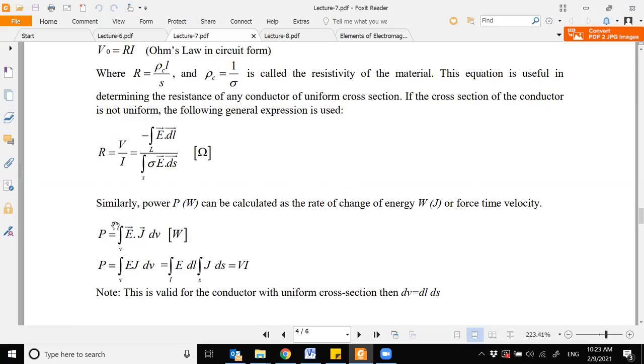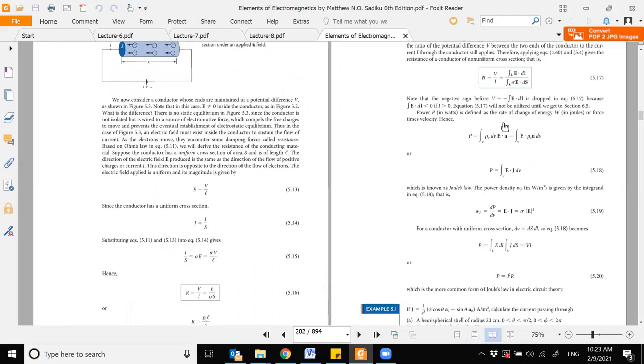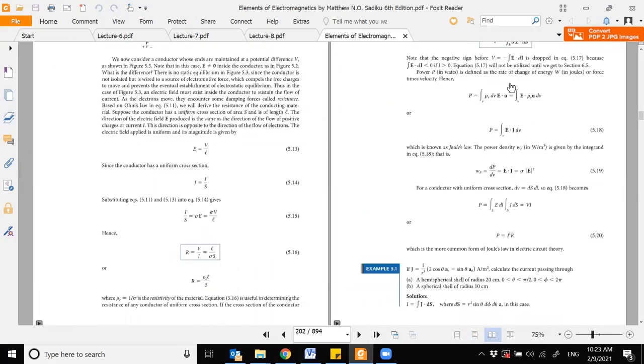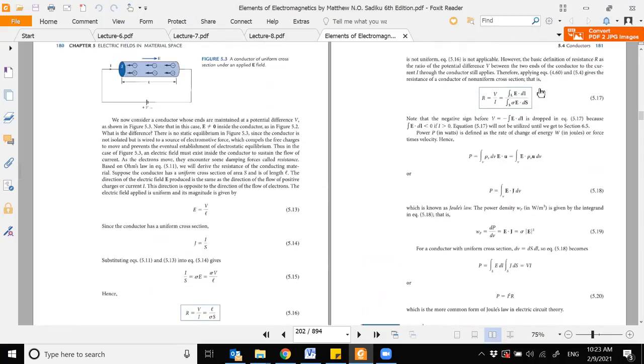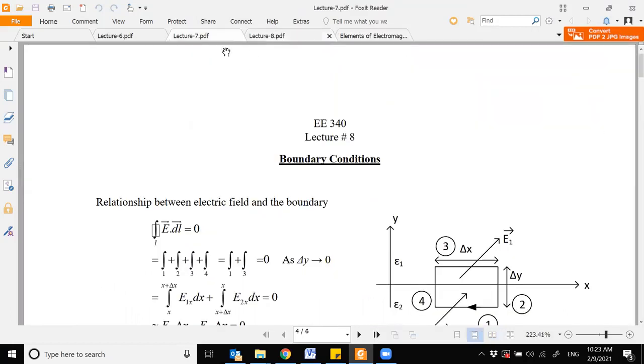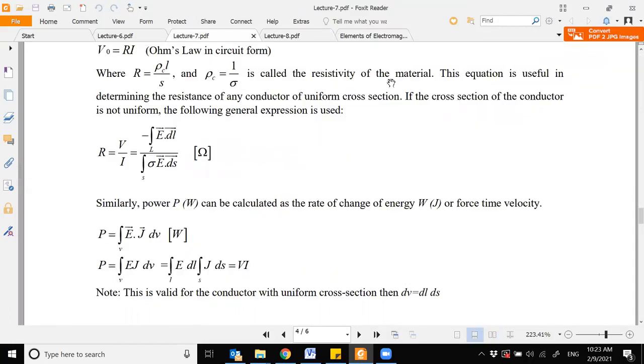So I have not derived the expression for this one, but if you want, you can go and look at the textbook, because of our time constraint. The complete derivation is there. Because of the time constraint, we would not be able to do it. But if you want, you can look at the textbook. So this is what we will get, expression.